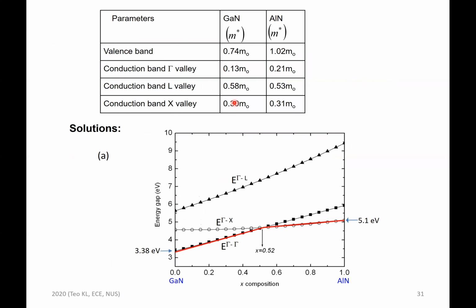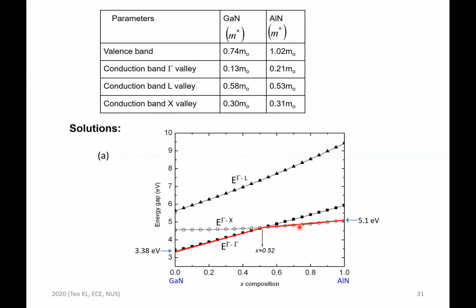So we use the conduction band x value because the question asks for the lowest conduction band at x equals 0.7, which is the x value with respect to the top of the conduction band.